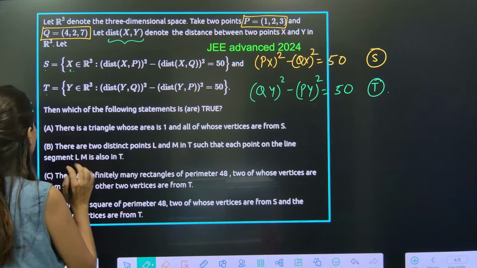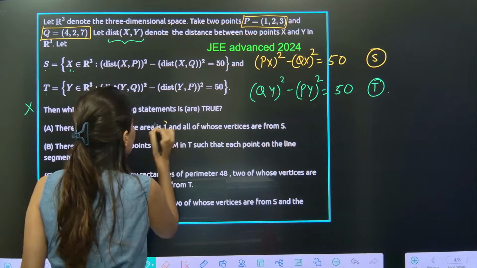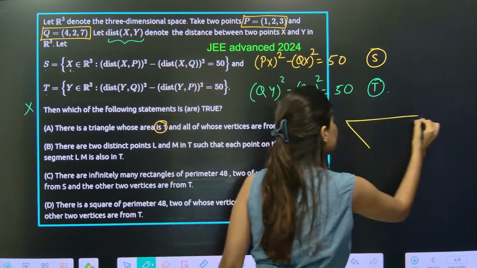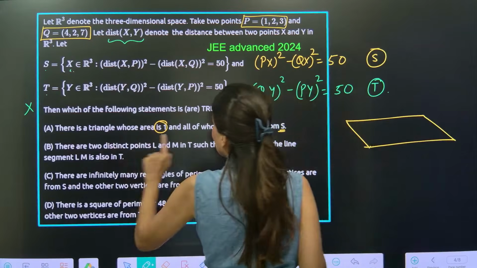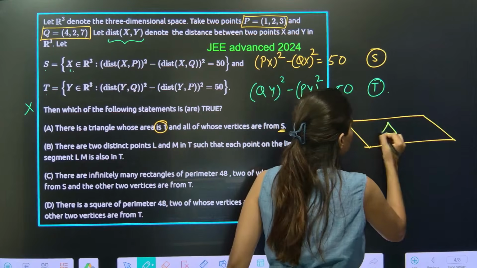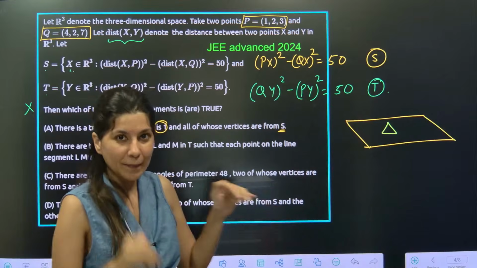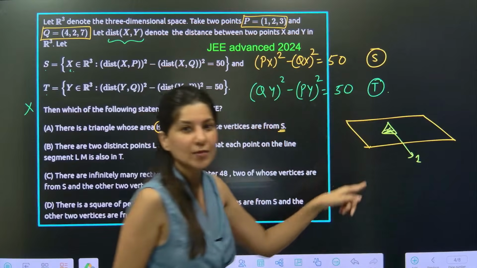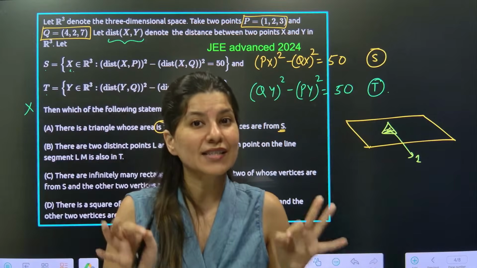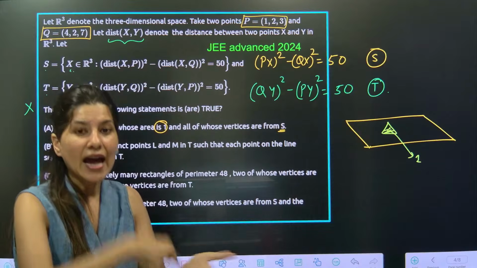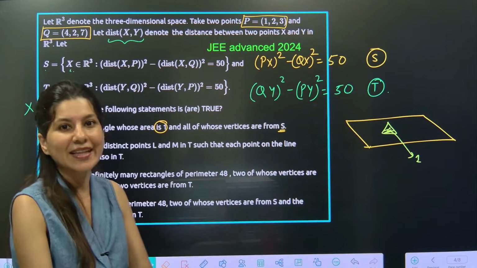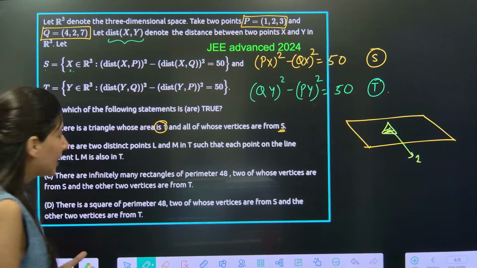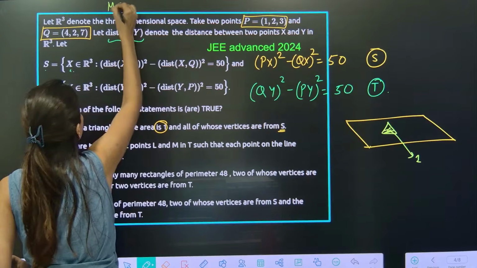Now start reading the options. There is a triangle whose area is 1 and all of whose vertices are from S. Please note that S is nothing but a plane. All the vertices of the triangle lie on the plane and the area is 1. Is this possible? Infinitely many such triangles are possible whose area is 1 and whose vertices lie on the plane. This is a very generic statement, so option A is absolutely correct. By the way, this is multi-select.